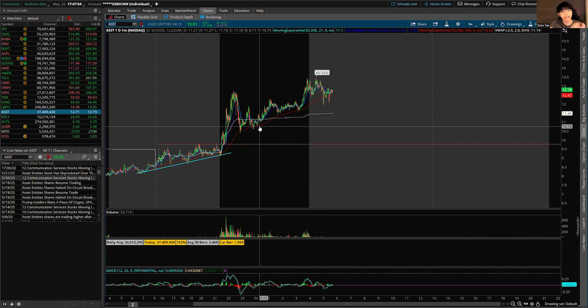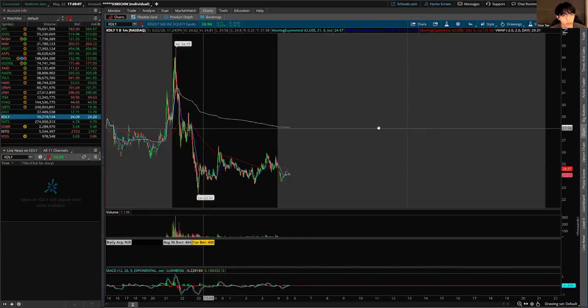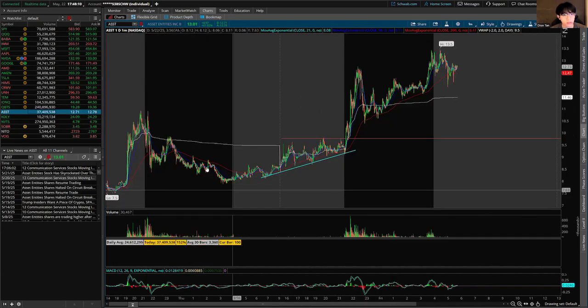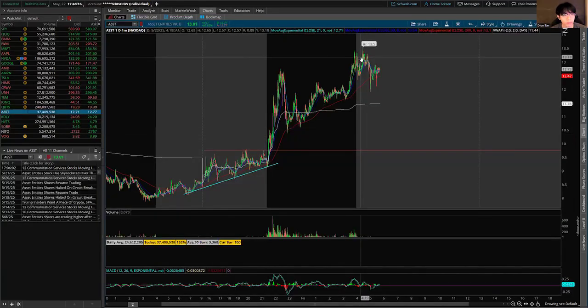And if KDLY drops, ASST goes up. If ASST drops, KDLY goes up. That is the thesis that was provided to us yesterday, right? KDLY overall went up, ASST overall went down. But today, KDLY went down, ASST overall went up.